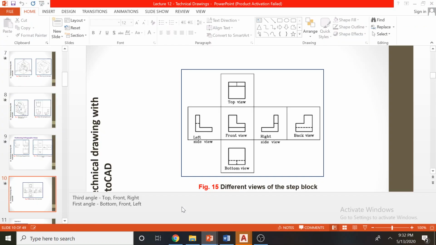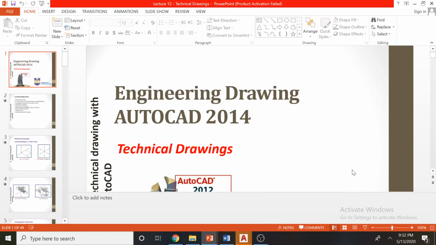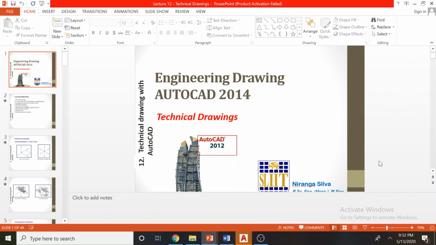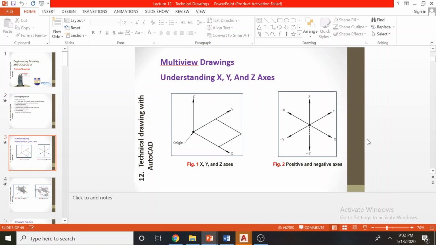Hello everyone, today we'll look at how to create these basic views. This is more or less a theoretical session, so I'm going to look at the fundamentals of technical drawing. We are going to start with the fundamentals, starting with x, y, z axes.